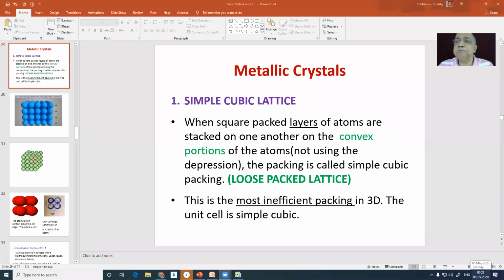Good morning, everyone. Let us first revise what we did till last class. This is the third class on solid state. I strongly anticipated that in the last class you had some difficulties in understanding, conceiving, visualizing the two types of holes that are generated by close packed lattice.